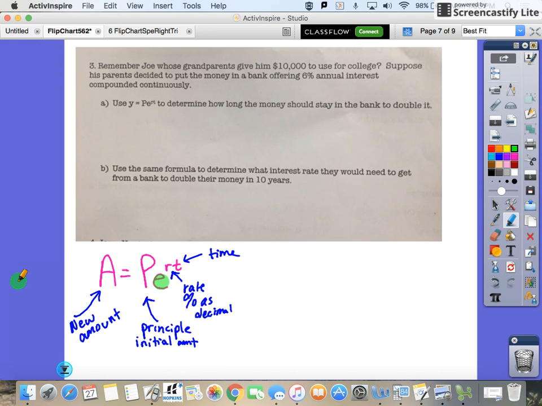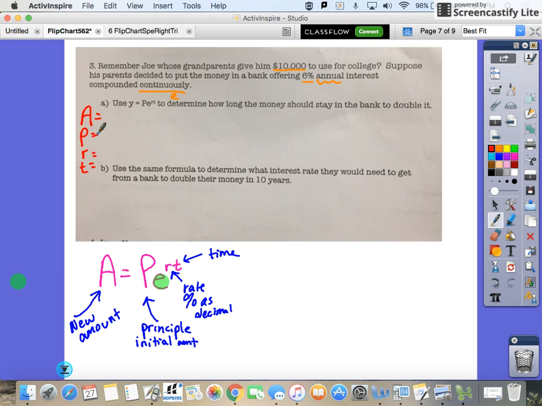So we're going to solve a couple problems in these examples, but we want to identify what pieces are what first. It says, Joe's grandparents give him $10,000 to use for college. That seems important. Suppose his parents decide to put the money in a bank offering 6% annual interest, so that's yearly. Time is in years then. Compounded continuously. That means e. So our A value, our P, our r, and t.